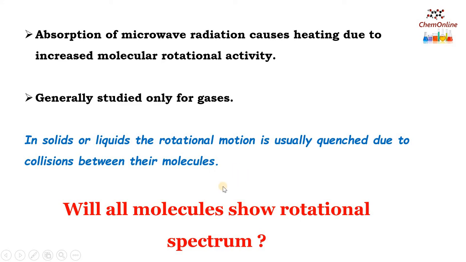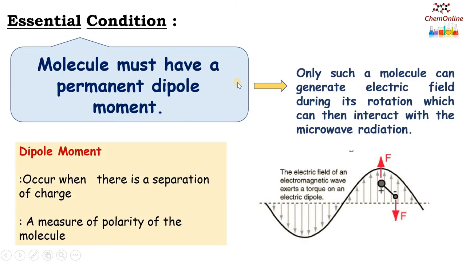Now the next question is, will all molecules show a rotational spectrum? All molecules cannot show a rotational spectrum. There are certain conditions that molecules must meet in order to produce a rotational spectrum. The condition is that the molecule must have a permanent dipole moment. Now let's recall what a dipole moment is. It occurs when there is a separation of charge.